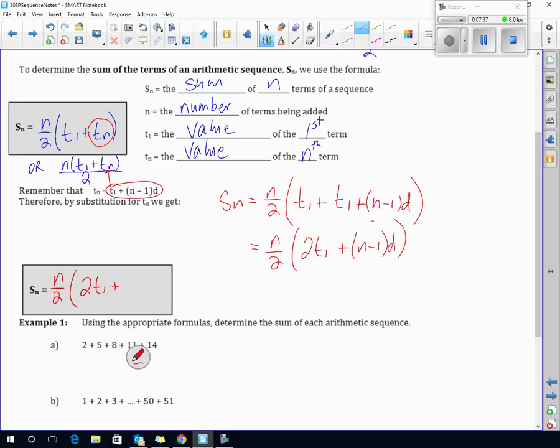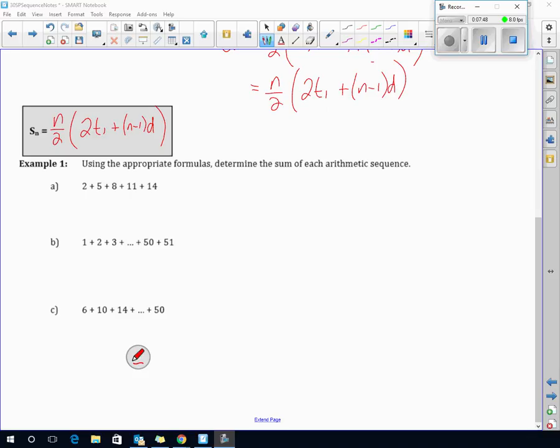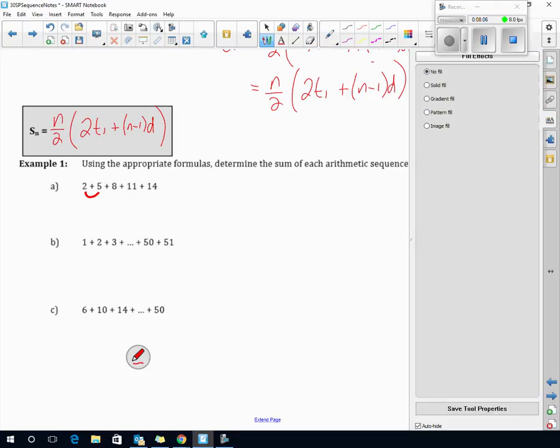Okay, so let's add this up. Now I know there's only like 5 terms here. We could just add it up in our head pretty much. So let's do this by hand and then use our formula just to prove that we would get the same. 2 and 5 make 7. 7 and 8 make 15. 15 and 11 make 26, and 26 and 14 make 40.